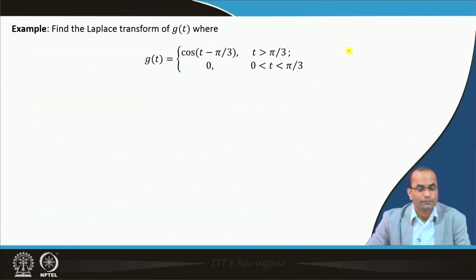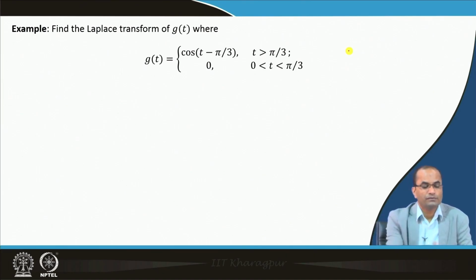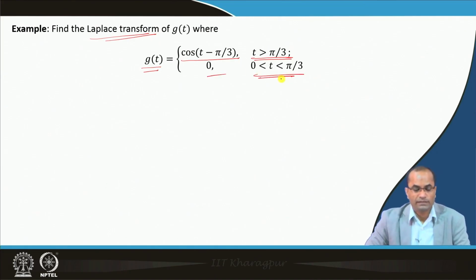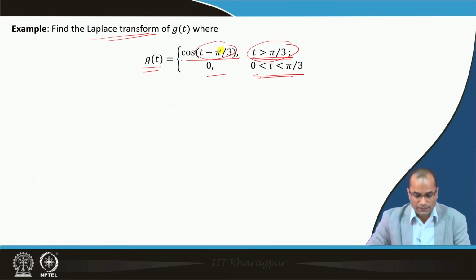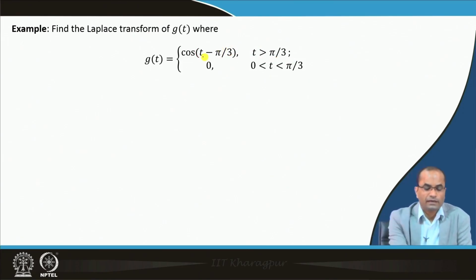Coming to some examples. For instance, here you find the Laplace transform of this g(t), where g(t) is cos(t minus pi by 3) when t is greater than pi by 3, and 0 in the range 0 to pi by 3. So, the cos function is shifted for t greater than pi by 3, but the value starts exactly from 0 itself, because cos(t minus pi by 3) is there in the argument.